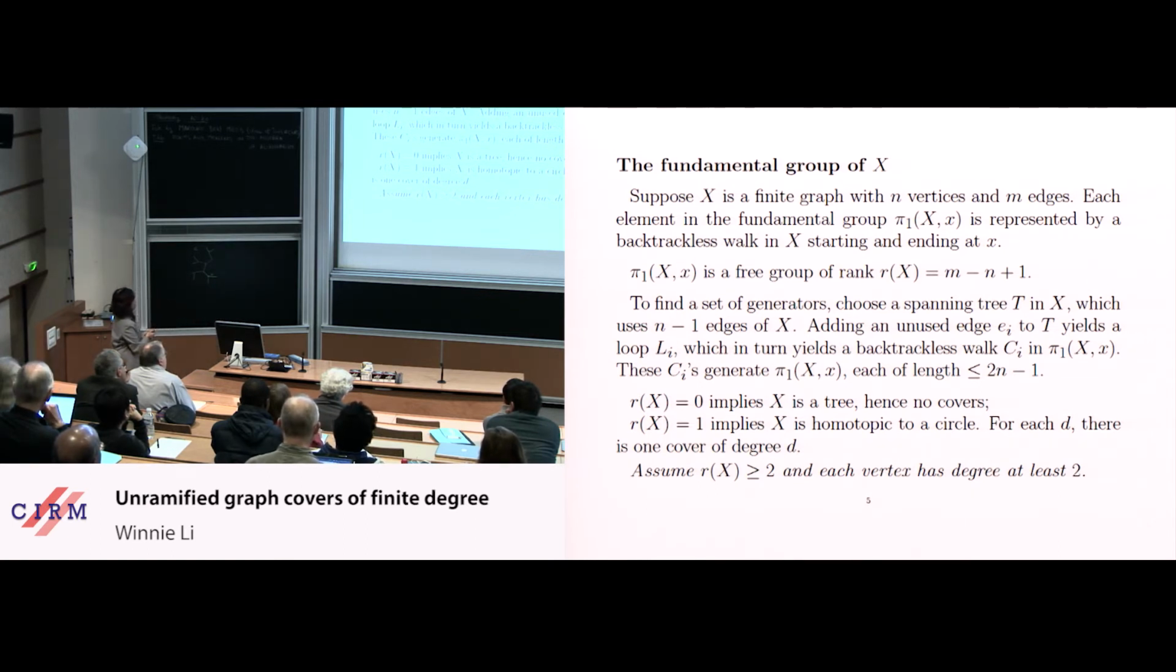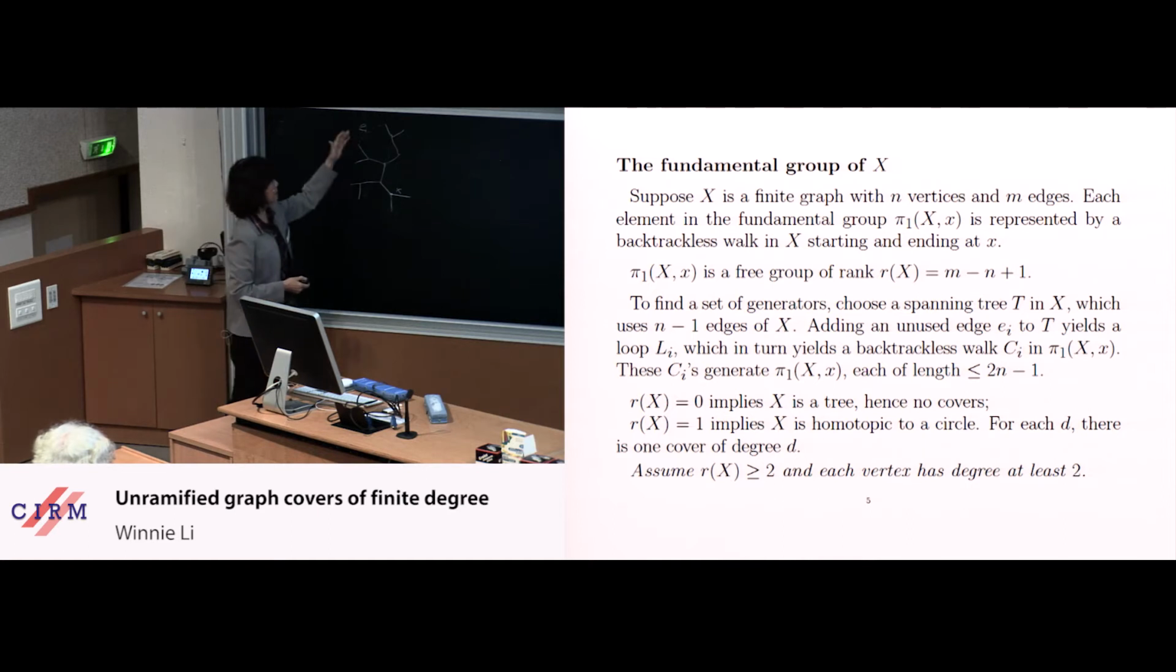Okay. So let me look at some special cases. Say I start with a graph whose fundamental group has rank 0, which means that after you have done this maximum tree, you don't have any edges left over. That means you start with the tree itself. And the tree itself is its own universal cover. So there's no cover for this tree at all. So it's not an interesting graph to think about.